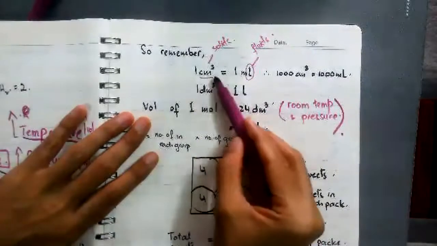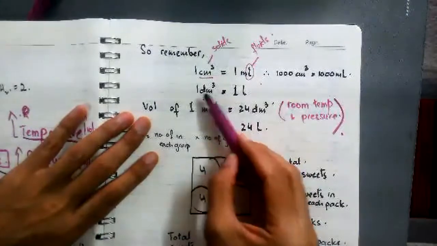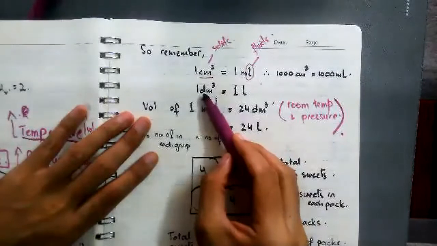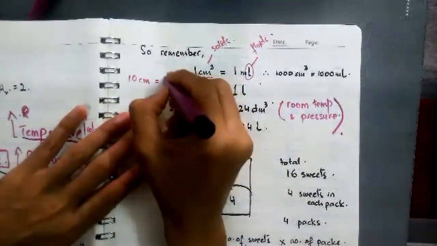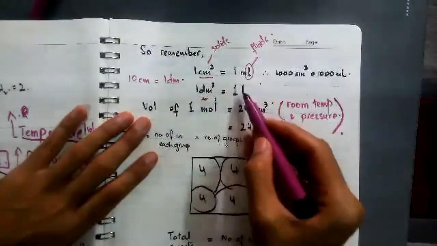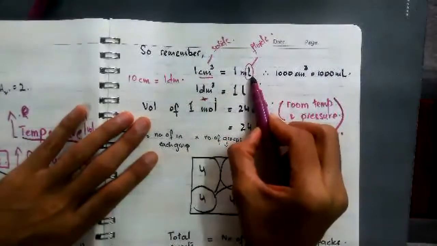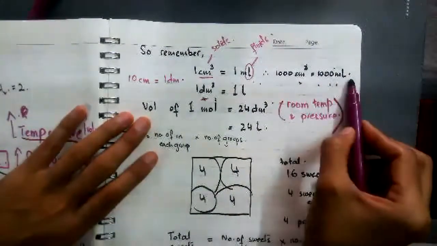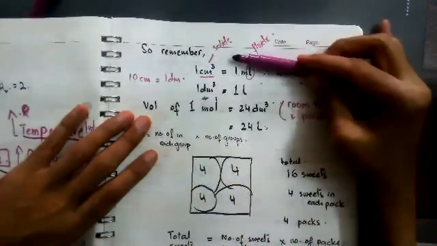1 cm cube is equal to 1 milliliter, and 1 dm cube, dm stands for decimeter. Deci means 10. So 10 centimeters is equal to 1 decimeter, and 1 dm cube is equal to 1 liter. Because 1 cm cube is equal to 1 milliliter, 1000 cm cube is equal to 1000 milliliters. So this will come in handy when you solve questions.